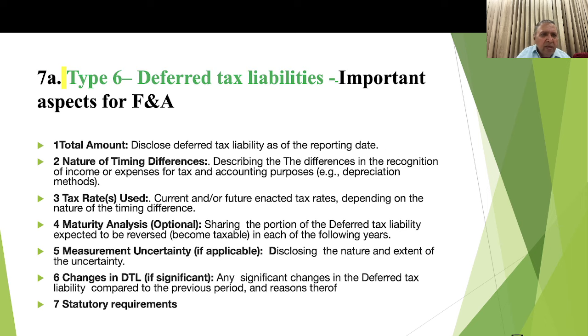Deferred tax liabilities. This is type 6 non-current liabilities. Important aspects are total amount to be disclosed, nature of timing difference, describing the difference in the recognition of the income or expense for tax and accounting purposes, that is depreciation methods, etc. Tax rates used, current and future enacted tax rates depending on the nature of the timing difference. Maturity analysis, which is optional to be reported, sharing the portion of the deferred tax liability expected to be reversed in each of the following years.